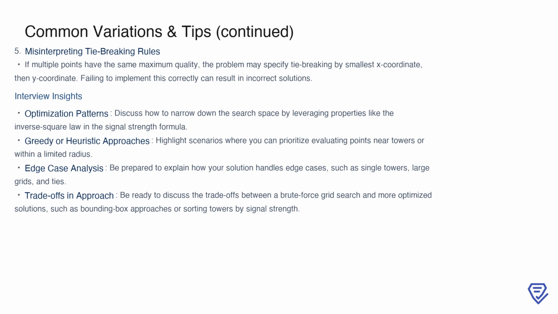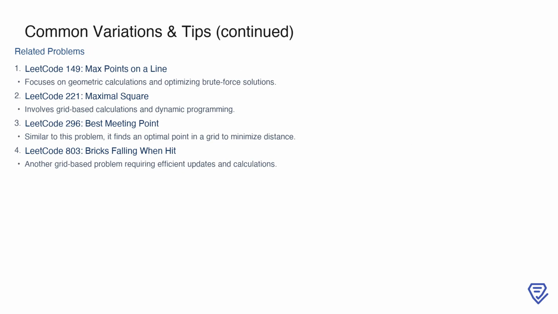Be ready to explain how your solution handles edge cases, like scenarios with just one tower, extremely large grids, or ties in network quality. Additionally, you should be prepared to discuss the trade-offs between different approaches, for example, comparing a brute force grid search to bounding box optimizations or sorting towers by their signal strength. Each approach has its pros and cons, and understanding these trade-offs is key to demonstrating a thorough grasp of the problem. This problem is closely related to several other LeetCode problems that you might find helpful to review.